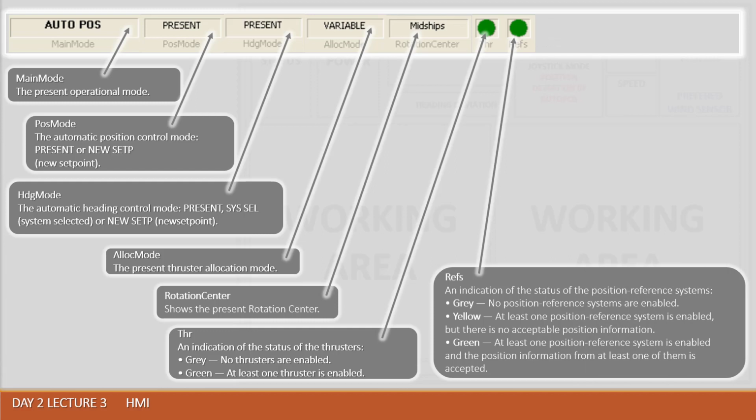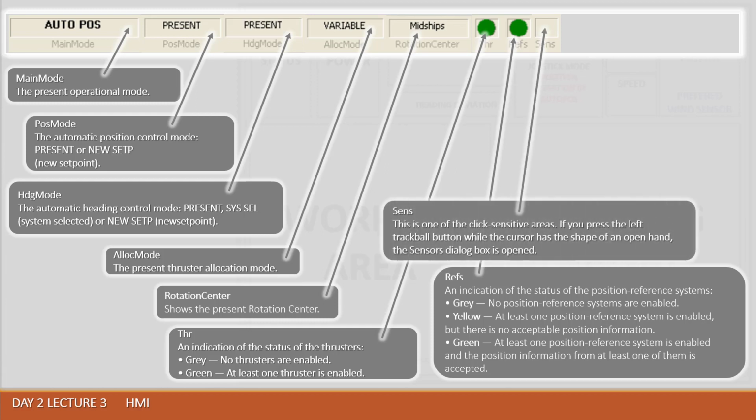Sensors. This is one of the click-sensitive areas, and if you press the left trackball button while the cursor has the shape of an open hand, the sensor dialog box is opened, and this window also tells you that at least one sensor is enabled. Information about joystick setup. Symbols describing the present joystick settings and joystick thrust level, full or reduced, are shown here, and joystick precision level, high speed, general or low speed.